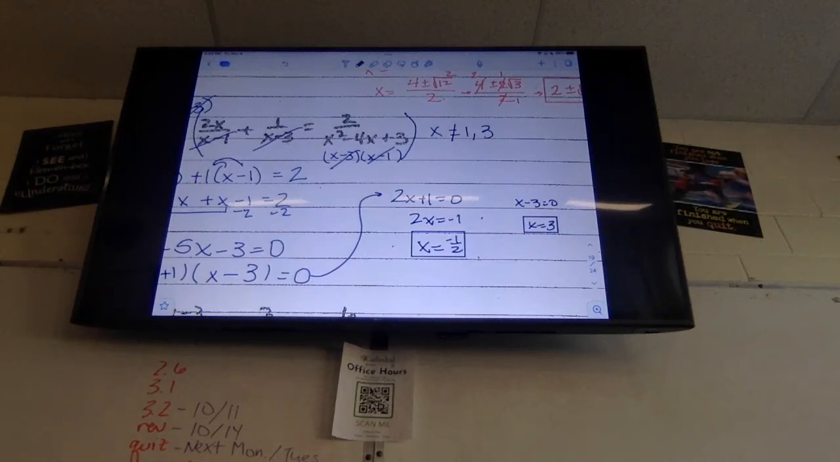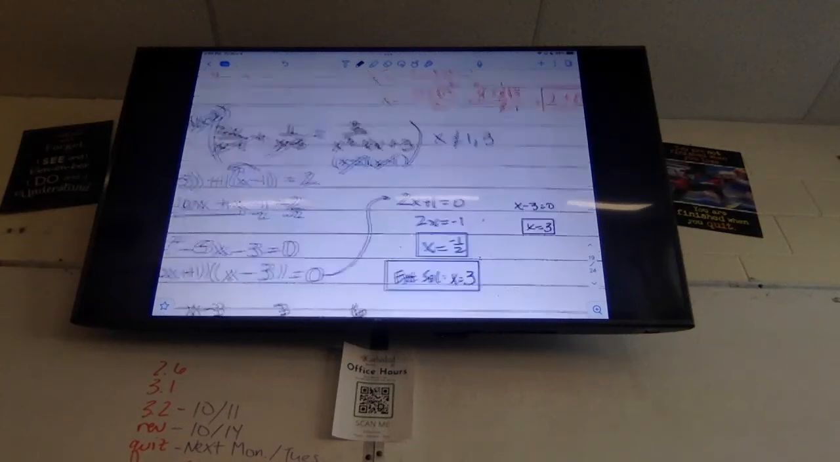What is not in our domain? 1 and positive 3 are. So when we have positive 3, that doesn't count as a real solution. I like to list it though. I like to write it as extraneous solution x equals 3 and count that as part of my answer, to show I knew 3 worked, but it should not actually work when you plug it in. Okay.